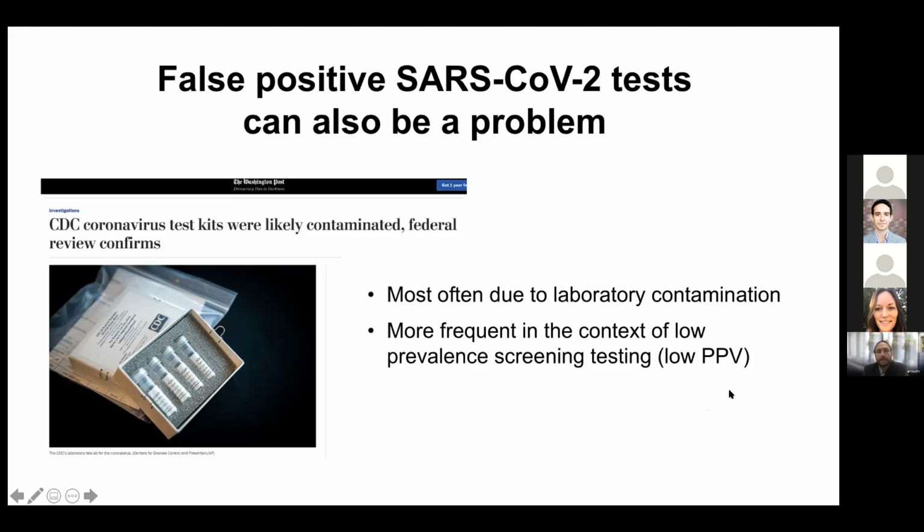False positive tests are going to be more frequent in the context of low prevalence screening testing. So if you have a population with an exceedingly low prevalence of SARS coronavirus, the chance that a positive test is not real is going to be higher. You have a low positive predictive value. At one point at UCSF, for instance, over last summer when coronavirus incidence was very low, we had about 5–8% of positive results in asymptomatic screening populations that were false positive.